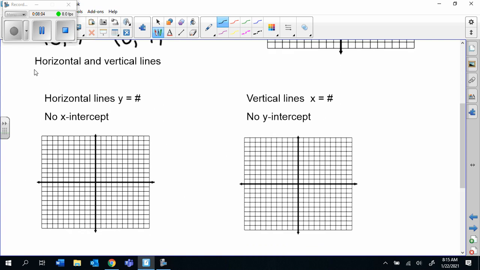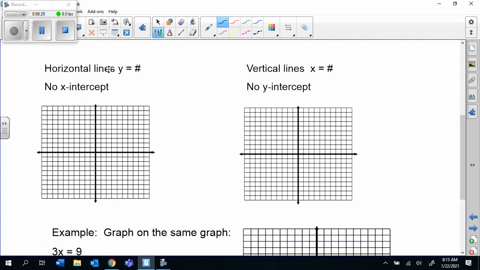All right, also in this section are horizontal and vertical lines. We have not discussed yet what happens if you have an equation of a line that's just flat, or one that's straight up and down. If you've watched the slope video, we touch on this also in the slope video. So horizontal lines are y equaling some number. For example, you could have y equals 4.